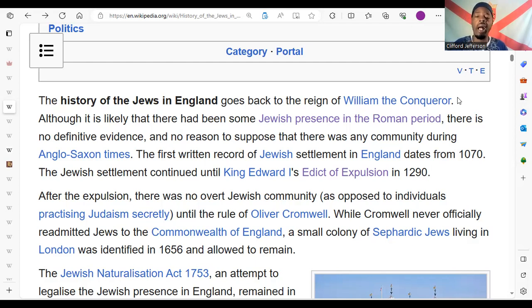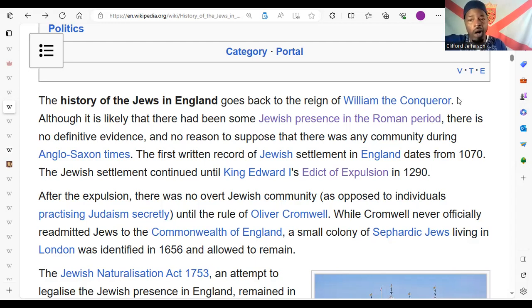is likely that there have been some Jews present in the Roman period. There is no definite evidence and no reason to suppose that there was any community during the Anglo-Saxon time. The first written record of Jewish settlement in England dates from 1070. The Jewish settlement continued until King Edward I's Edict of Expulsion in 1290. Did you hear that? 1290. The Jews didn't get expelled from England.